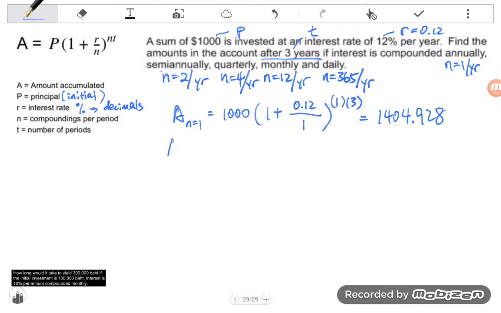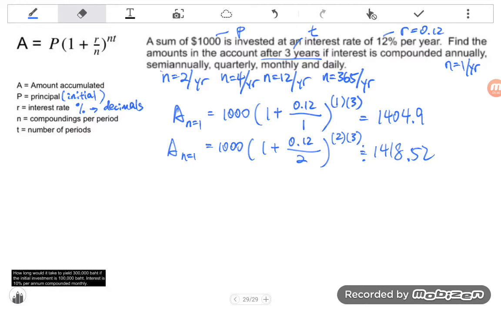So let's continue. Let's say I get it twice a year, let's see how much we get. Everything stays the same, except that I'm gonna have a 2 here because that's my N. My N is 2. That becomes a 2 times the 3. If you put that in your calculator, you should get approximately 1418.52. Let's also round the first one, so the first one will be 0.93. So you can see that if the bank pays us interest twice a year, the money that we have after 3 years will be better.